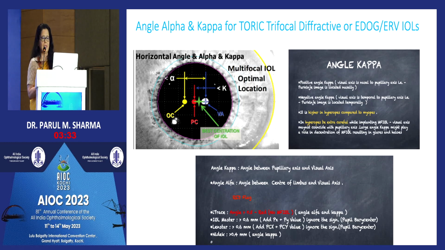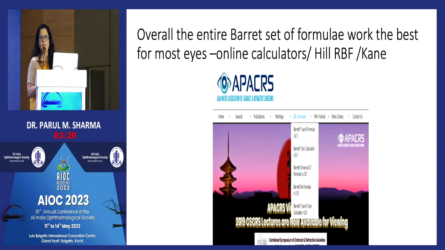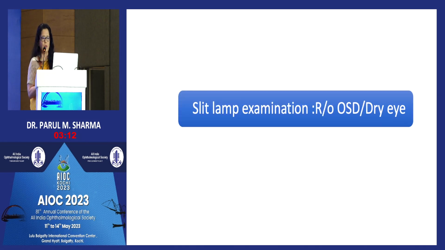Angle alpha is only in EyeTrace, but at least most of your optical biometries will give you the pupil barycenter. As Dr. Bhalla had spoken earlier, we used to get confused about which formula for which eye length, but now for all practical purposes, there is the Barrett suite available online, and that's the go-to formula for most people. And these are the top 2-3 formulas, so that's a no-brainer here.